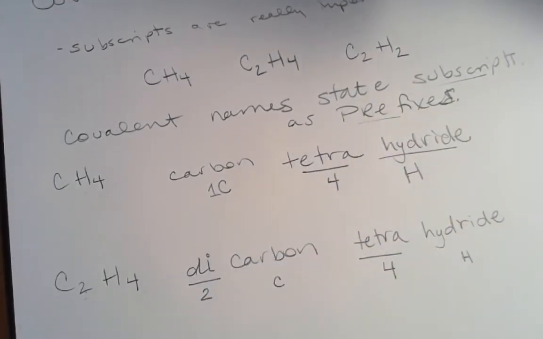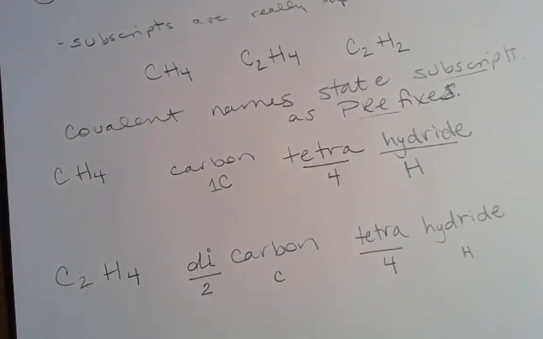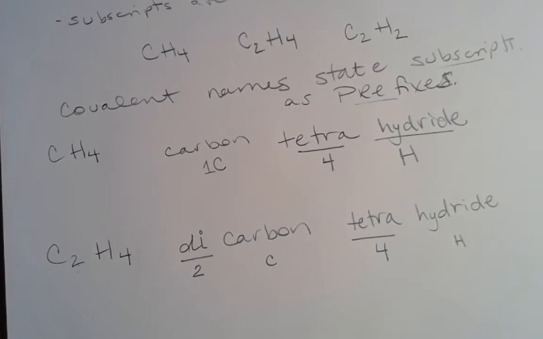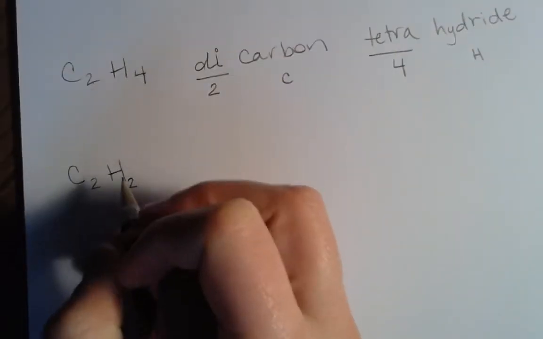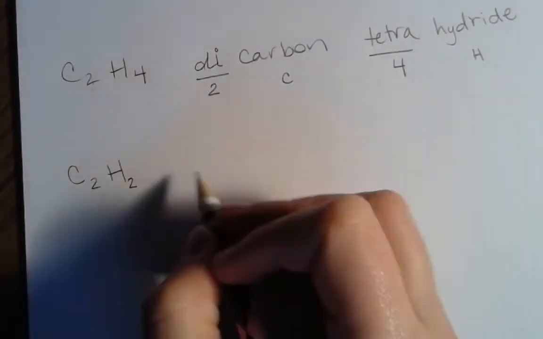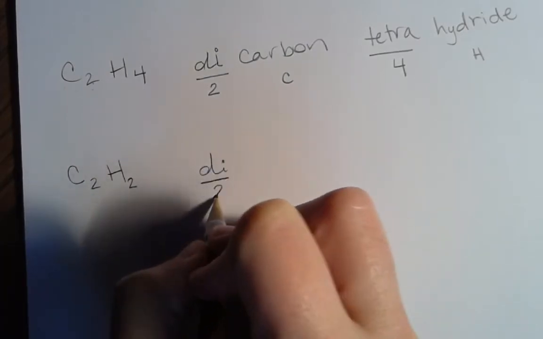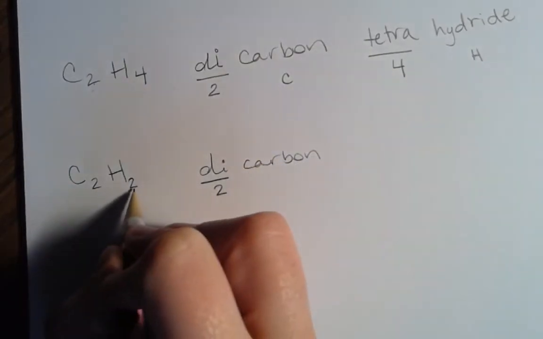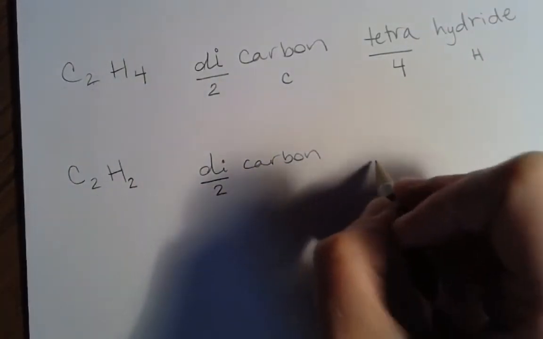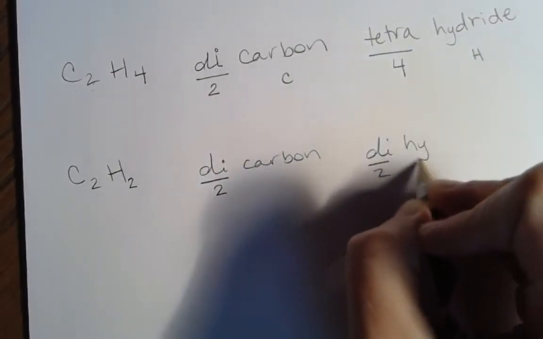Last one up here, and then I'll do all the rules. This is going to be a quick video because I imagine that you've seen it and it kind of makes some sense. So C2H2, we have 2 carbons and 2 hydrogens. The prefix for 2 is di, 2 carbons, and 2 hydrogens, the prefix for 2 is still di, and there's your hydrogens, hydride.